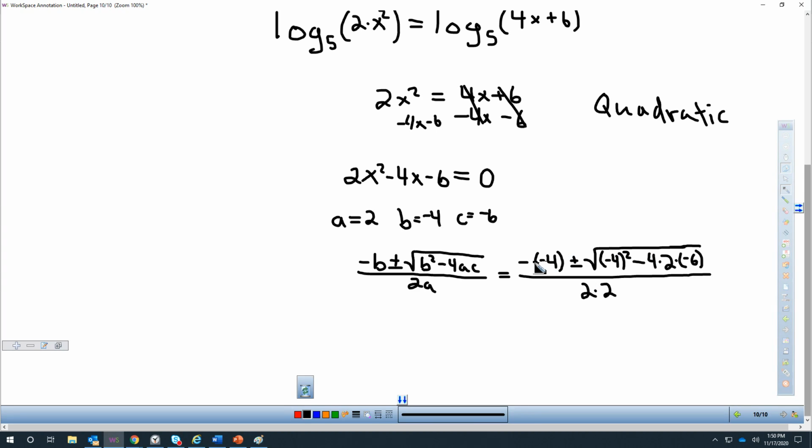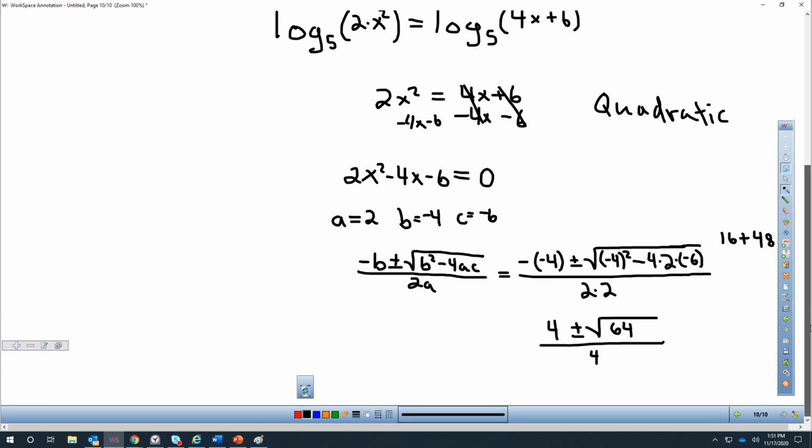Okay, now to clean this up a little bit, negative 4, I'm going to change that to a positive 4 now. Still have my plus or minus sign. We'll figure out what's in the square root in a second. Down here, 2 times 2 is 4. Okay, so negative 4 squared is 16. So over here, this stuff, 4 times 2 is 8, and 8 times 6, let's see, 6 times 8, 48. Okay, but it's a negative, a positive, and a negative. So multiplying those together will make a positive number. So positive 48 plus 16, that comes out to be 64.